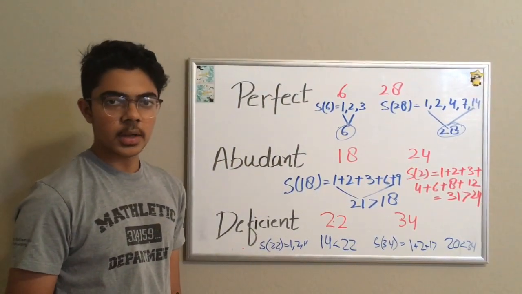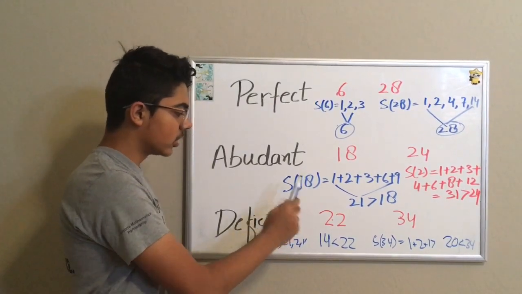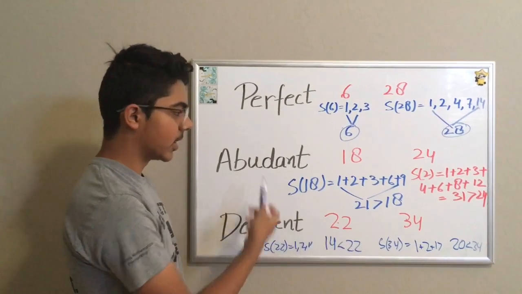Now it's important to note that the number itself will not be counted as its own divisor. Otherwise, all the numbers would be abundant.